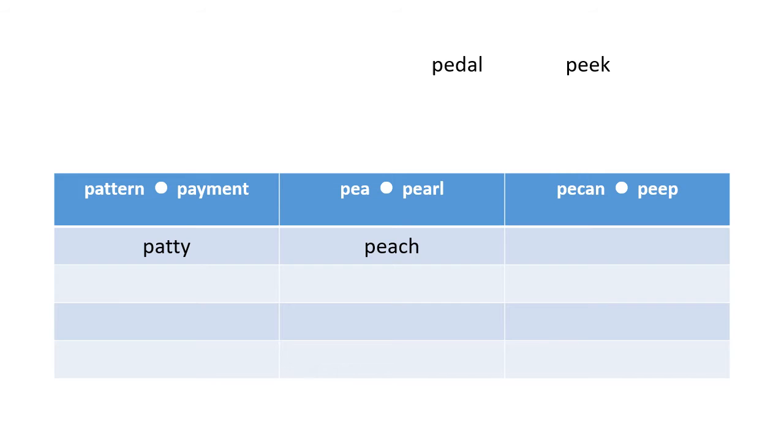Our next word is petal, P-E-T-A-L. It wouldn't go in my pattern and payment column or P and pearl column. Let's take a look at pecan and peep. Would it fit in there? Let me see. I have P-E-C, then I have a P-E-E. Petal is P-E-T. Yes, it would fit in the third column. And then I have peak, P-E-A-K. Where would that one fit? Third column. My next four letters, petal, is going to go in third column because it fits in between P-E-C and P-E-E. Pear is my next word and it's going to fit in my second column.